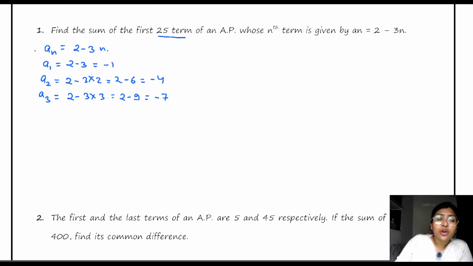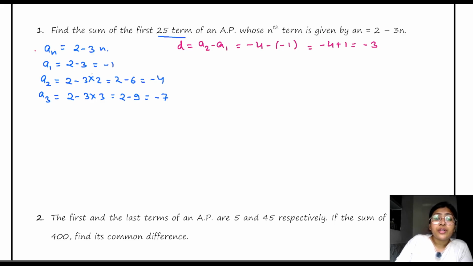Okay, now we can find out the common difference. How to find out the common difference? Succeeding term minus preceding term. So a2 minus a1. What is the value of a2? Minus 4 minus a1 minus 1. So it is going to be minus 4 plus 1, that is minus 3. So this is the common difference.